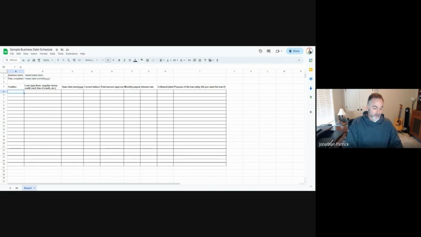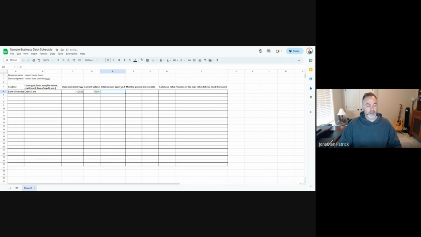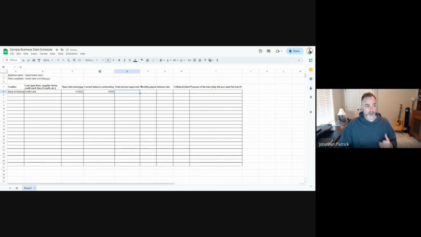It's the creditor. So this might be, let's say, Bank of America. You have a credit card with them, and so here, this is going to be a credit card. I opened it, I don't know, last year at Thanksgiving. The current balance is $10,000. Now this column here, total amount approved, is not the amount that you owe. That's current balance. Total amount approved is the amount that you could borrow. So let's say I owe $10,000, but they approved me for $25,000.